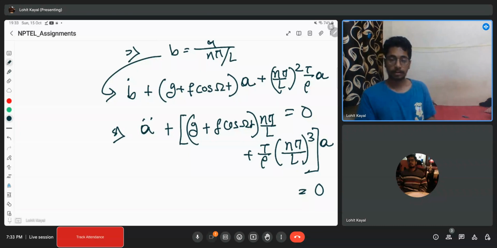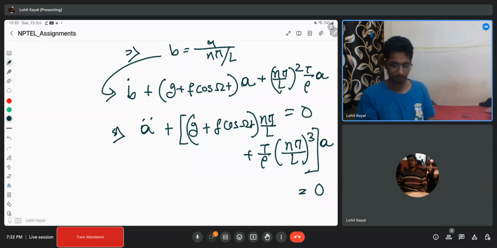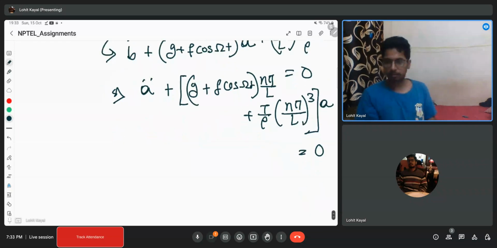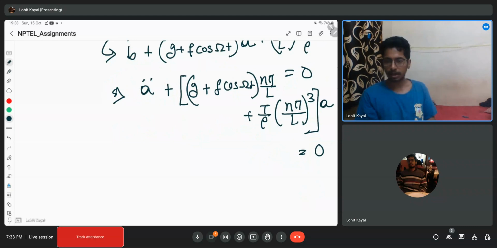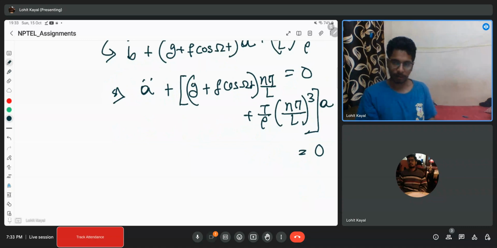Now remember that when your F is 0, then we can solve it using normal mode analysis. Here we have to solve it numerically, so that is not a concern. Now we have to convert it to the well-known Mathieu equation.